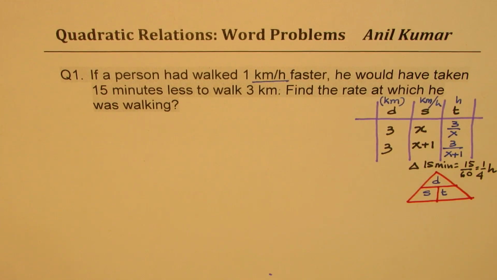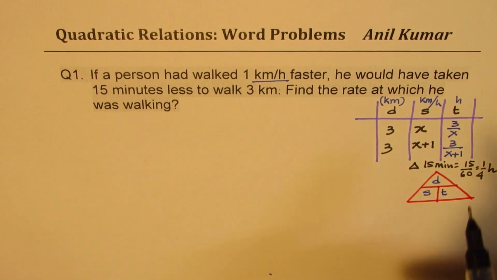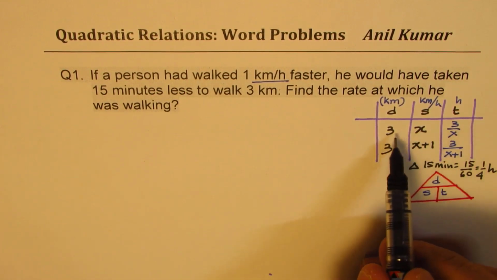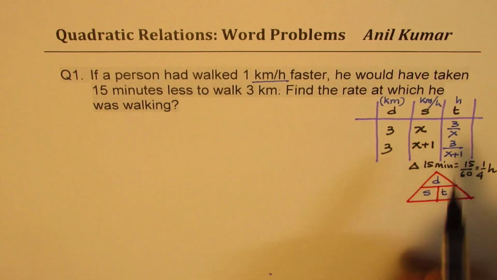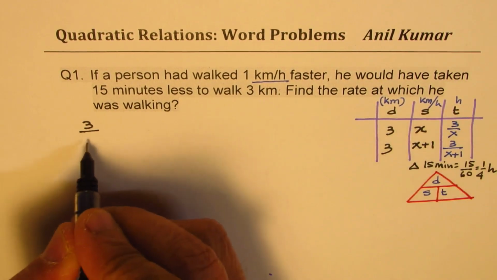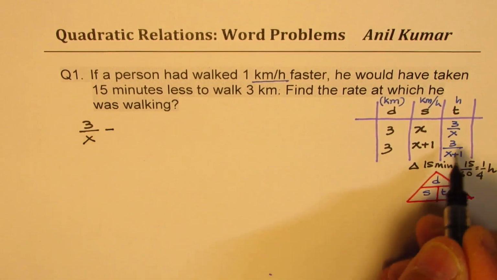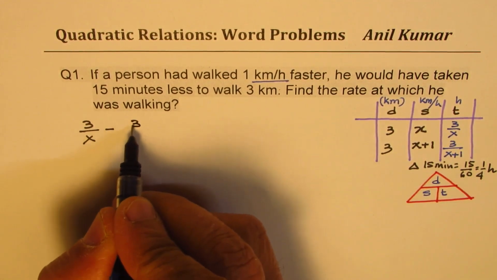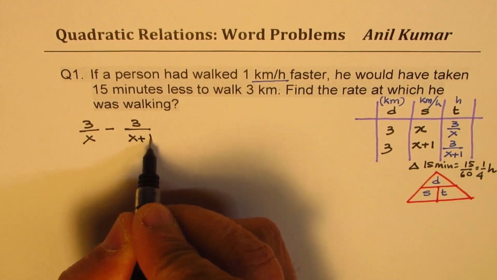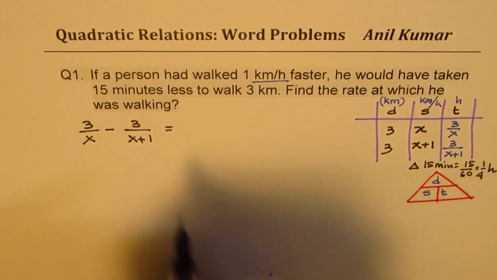Now it is a very simple equation. The difference of these two times, right? So this is more time, speed is less. So the difference is we have 3 over x minus this time, 3 over x plus 1, is 1/4 of an hour.